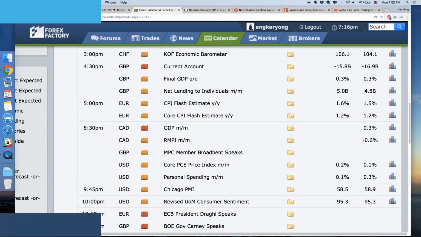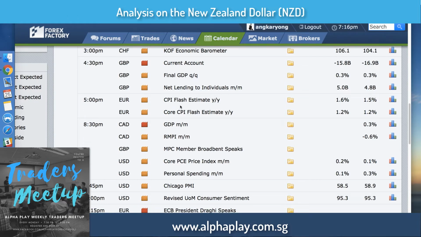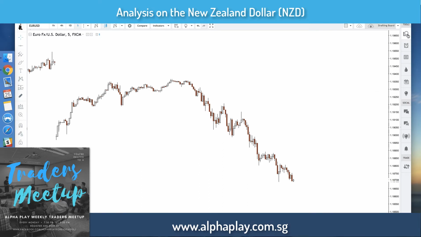Okay, so if you look at this week, the top priority will be the New Zealand dollar, followed by euro and dollar. These will be the 3 key currencies that I'm looking out for. With that understanding, usually what I'll do is go over to the chart.